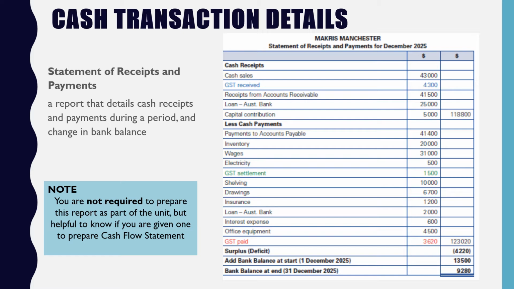We may be given a statement of receipts and payments, which is essentially a type of report that details the cash receipts and payments during a period, as well as the change in bank balance. Note that you are not required to prepare this report as part of the unit, but it's helpful to know if you are able to interpret the report and use the information given to prepare the cash flow statement.